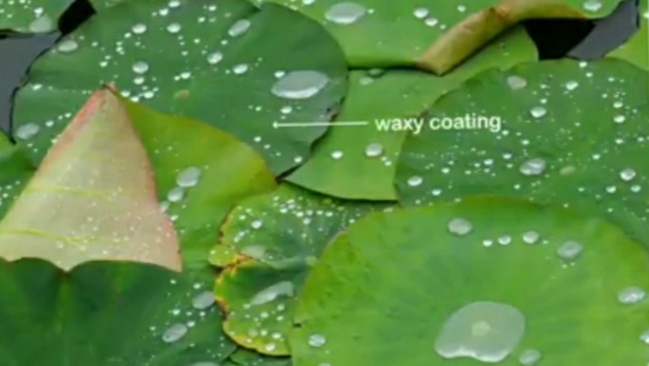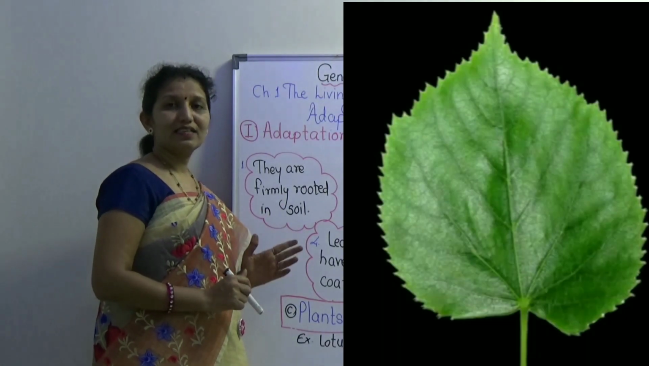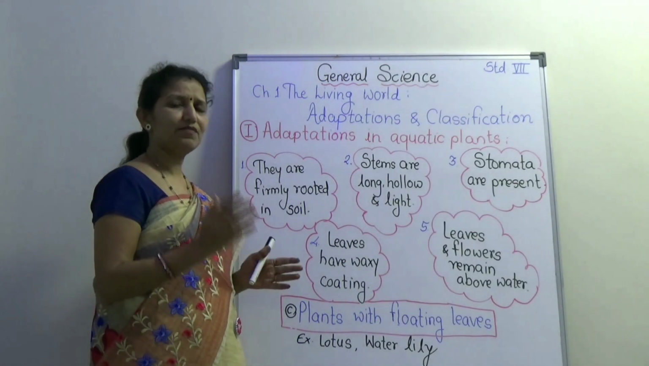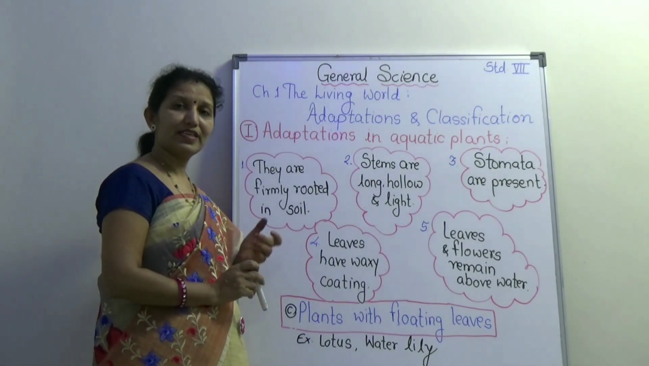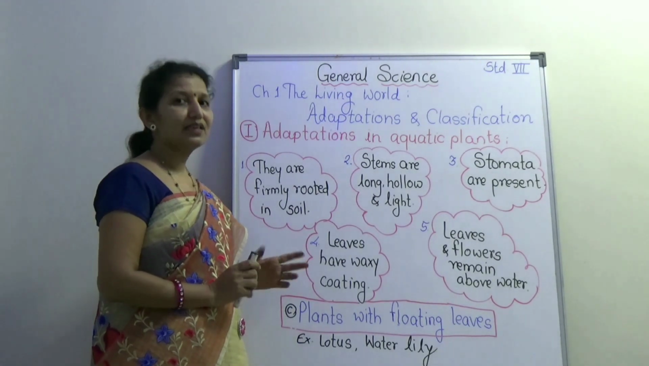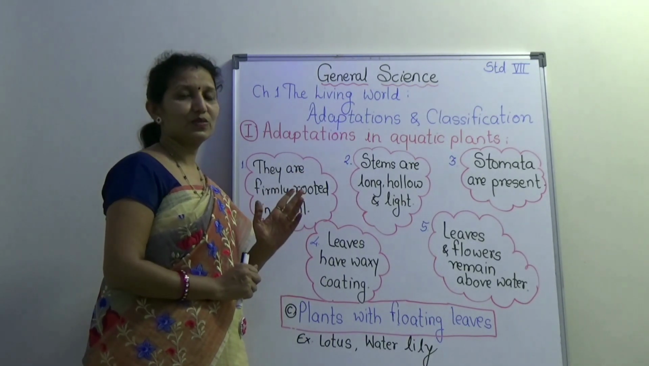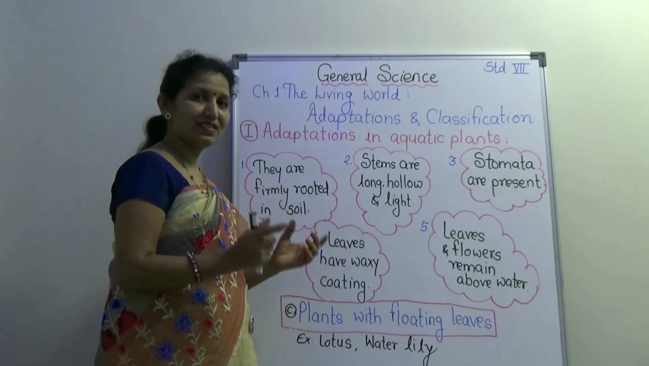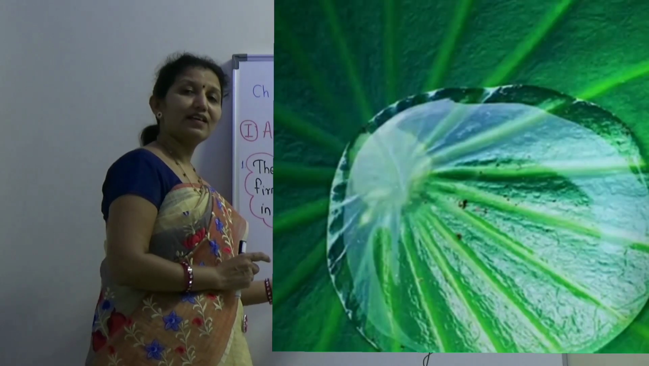Now you will think, why is there a waxy coating? They have to survive in water, and if we keep any regular leaf in water, what will happen? If we keep it for 2 days or 3 days in water, and don't take it outside, what will happen? That leaf will become loose. Then it will change its color also. It will get spoiled. But to avoid all these things, nature has done the adaptation, that the plant has adapted itself.